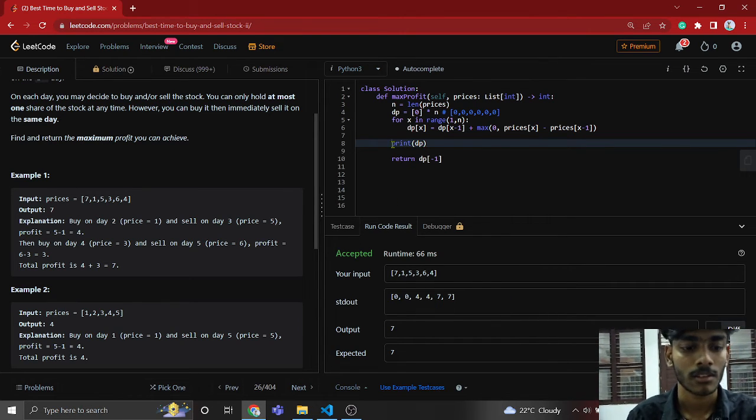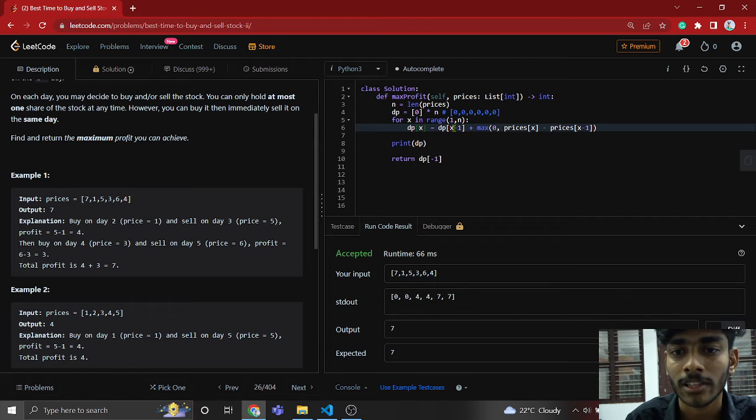Okay, see, on iteration 1, x will be 1, so dp[1-1] is dp[0], which is 0, plus max of 0 and prices[1] minus prices[0]. Prices of 1 is 1, and 1 minus 7 is minus 6, so the max is 0.